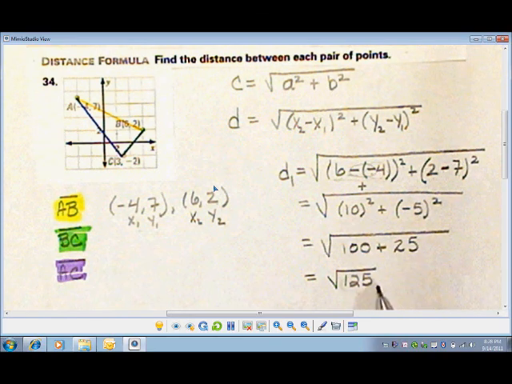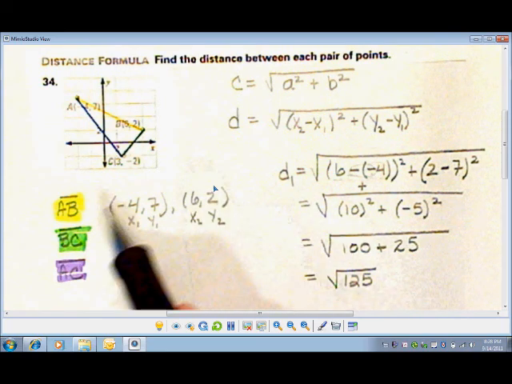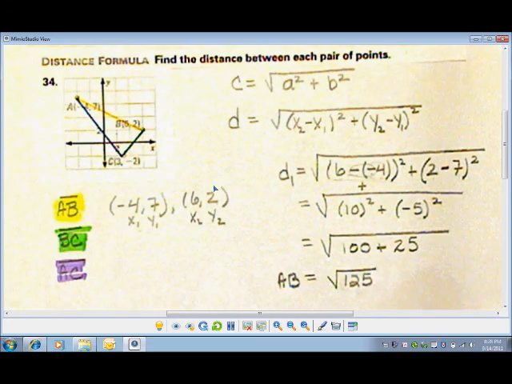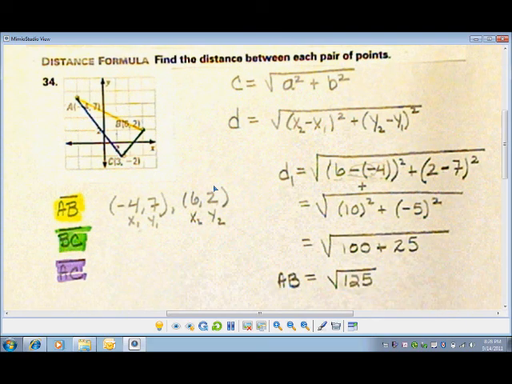So we're just going to leave our distance for AB, because that was distance 1, as the square root of 125. Notice I did not put a line over my AB. So that's that answer.